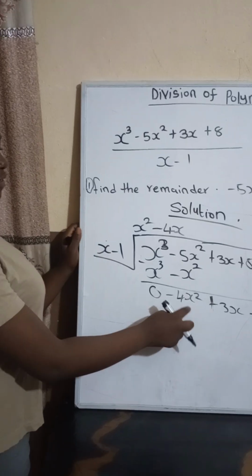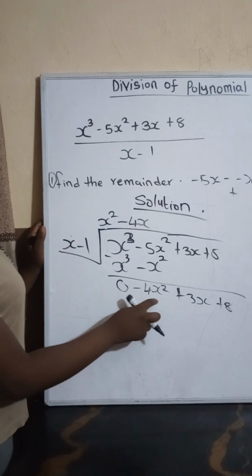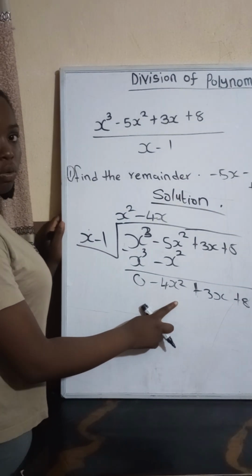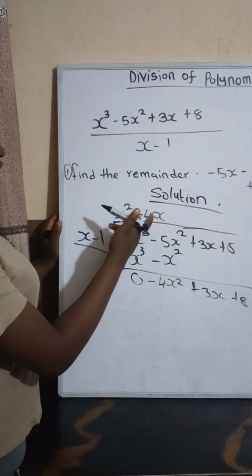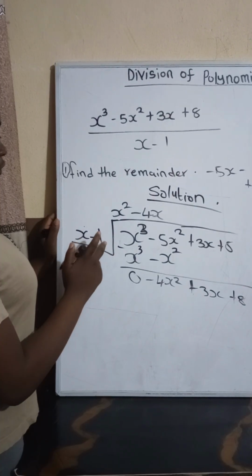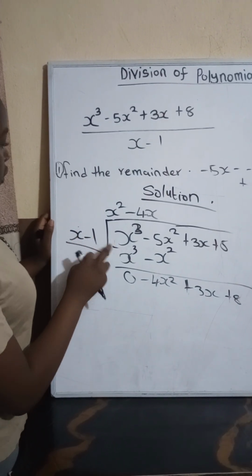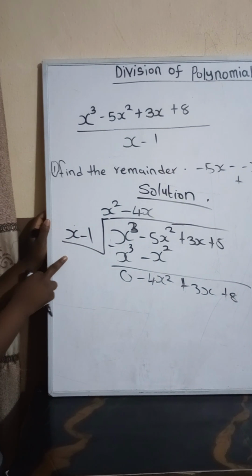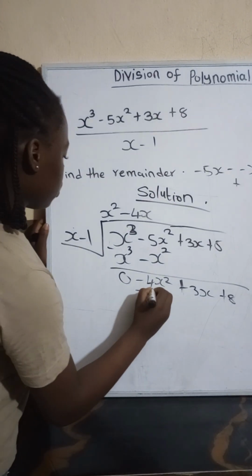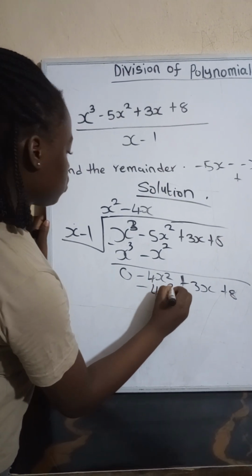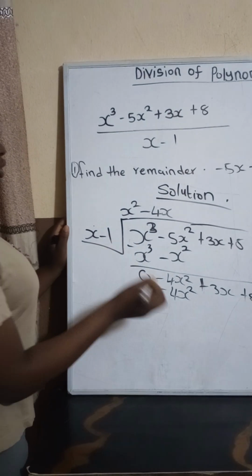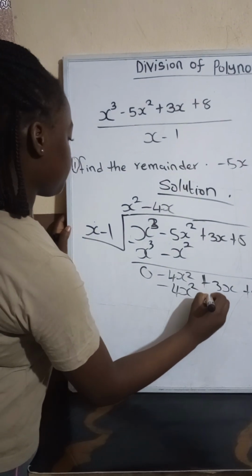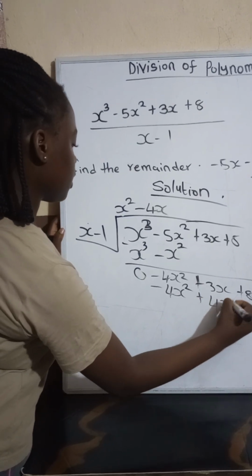Because this x will only affect x squared, and this x divided by this x squared will give you only one x. So that is minus 4x. Then minus 4x multiplied by x will give you minus 4x squared. Then minus 4x multiplied by minus 1 will give you plus 4x.